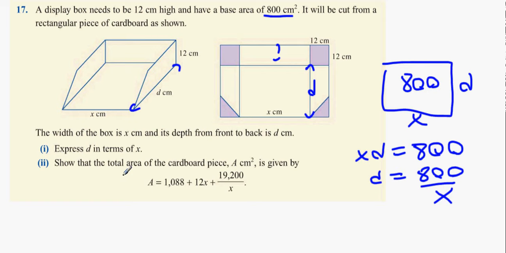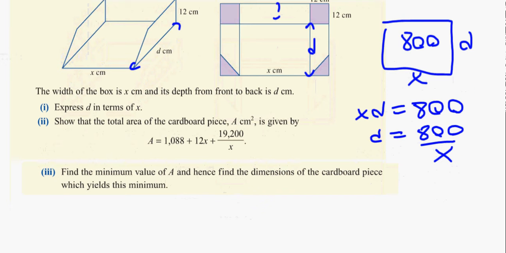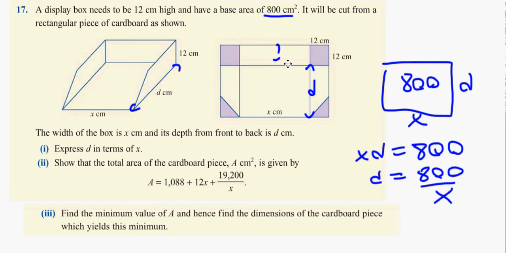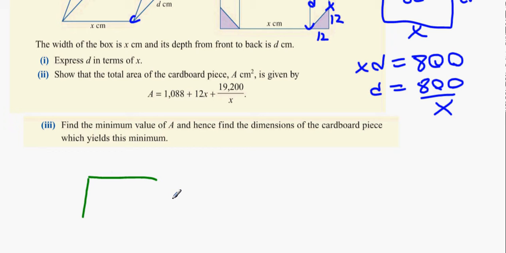Now, show that the total area of the cardboard piece is given by A equals 1088 plus 12X plus 19,200 all over X. What we're looking at here is a 12 by 12 cutoff. This is 12 and this here is 12, and this makes this distance D minus 12. So if we take areas, we'll call them area 1 and area 2, which represents a trapezium.